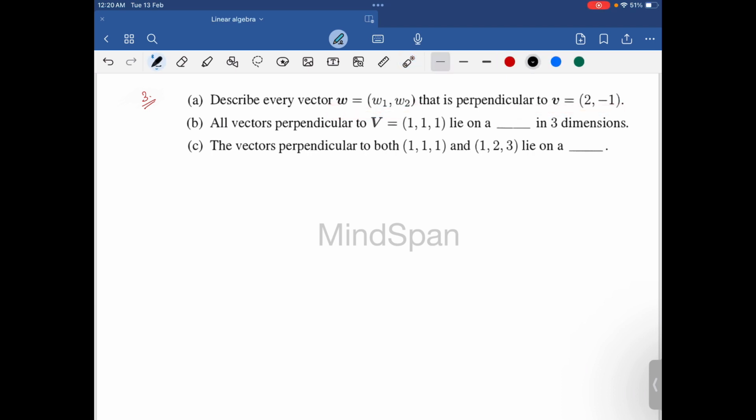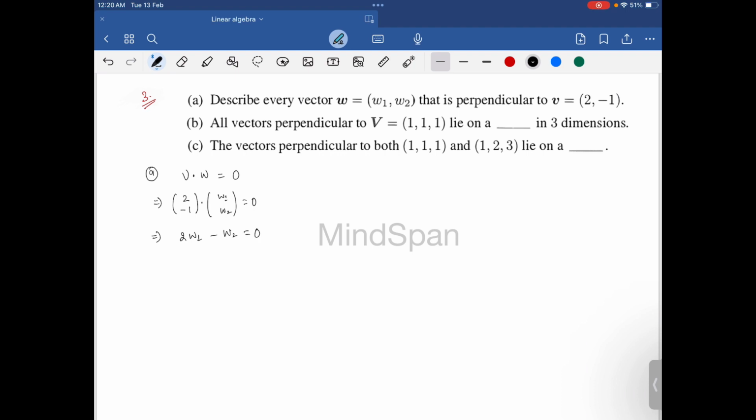So we can say that the dot product between them would be 0, right? If we take the dot product, that is v dot w, that would be equal to 0, right? And we can take the dot product the easy way. So (2, -1) dotted with (w1, w2) is equal to 0, and from here we can say that it will be 2w1 minus w2 is equal to 0, right?